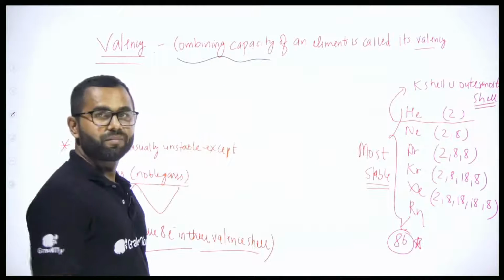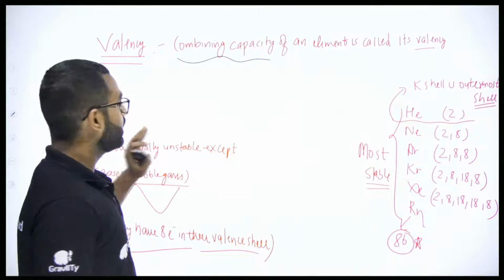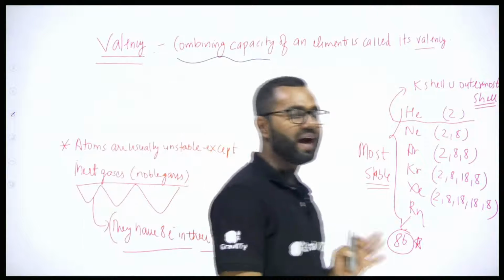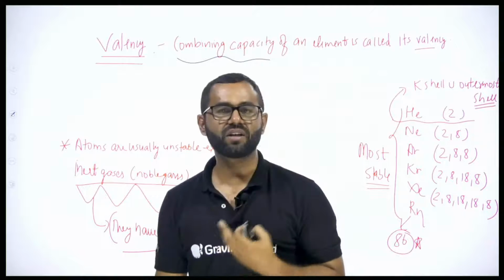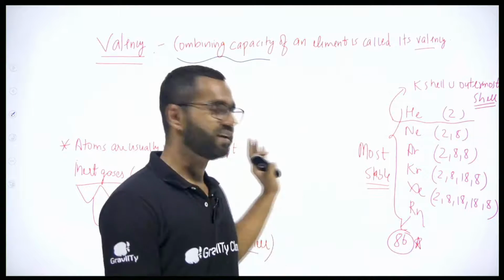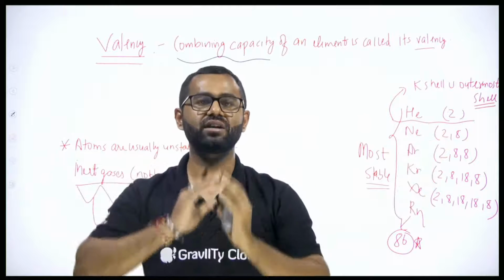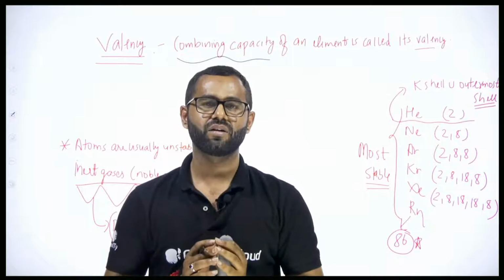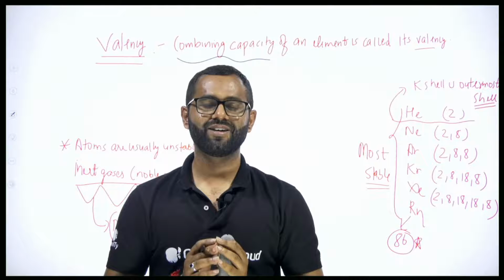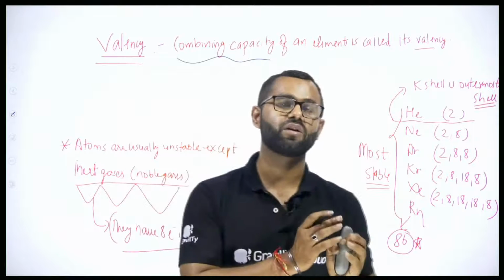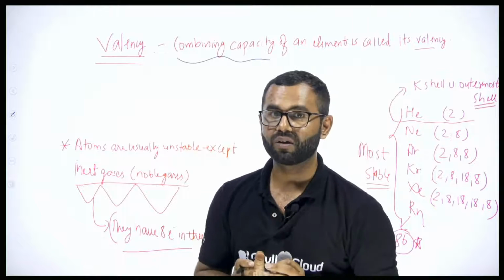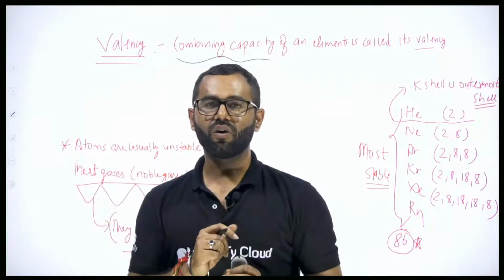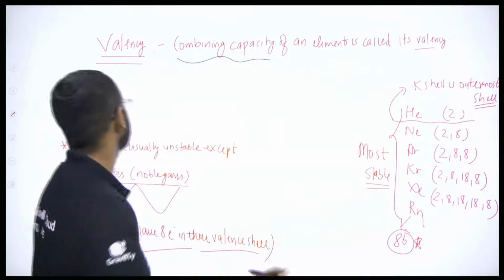So every atom is unstable except the inert gases. So all other atoms have the tendency to become stable. Every atom wants to become stable. They don't want to stay unstable. And how will they do it? They will do it by gaining electrons, removing electrons, or sharing electrons.